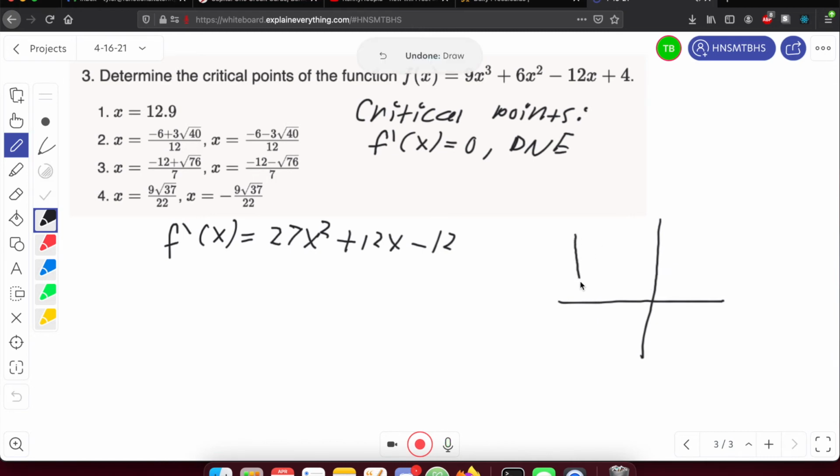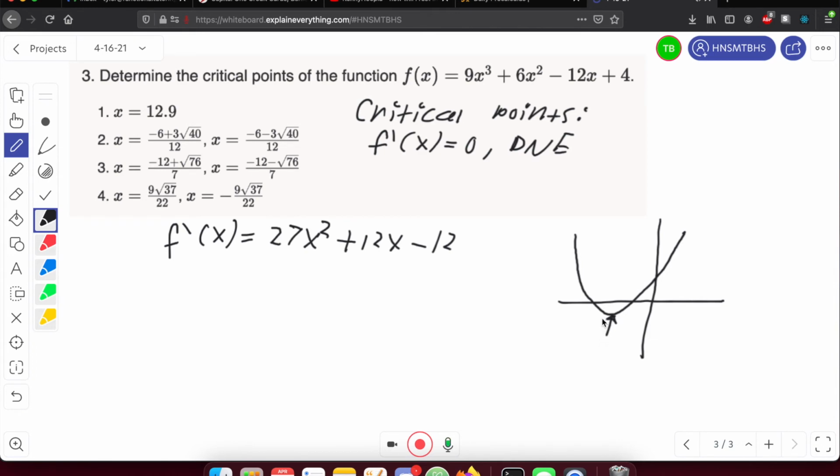But because it's just a smooth curve, there isn't going to be a place where the derivative does not exist. It basically exists at all points on the graph. So we only really need to worry about this place right here, where the derivative equals 0.